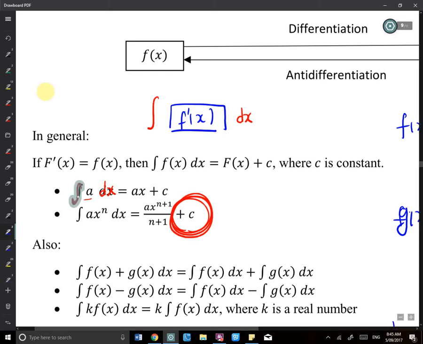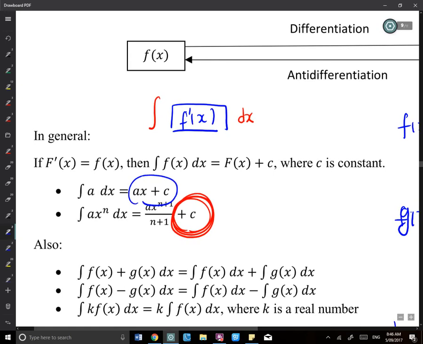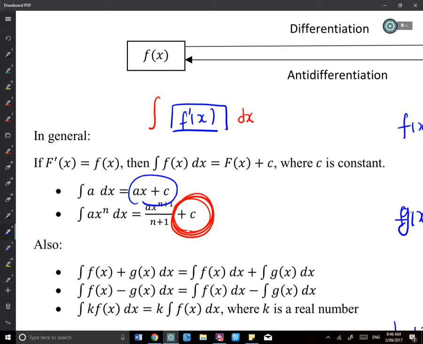And then we know that differentiating ax plus b will give you a. So if you anti-diff a, you will get ax plus c. You anti-diff a constant, it's just the same as putting an x after it.